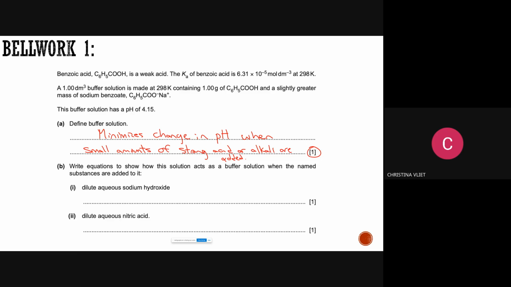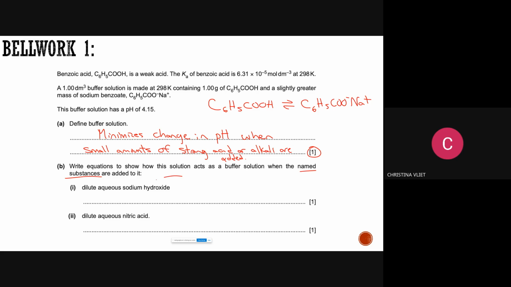Equations is where it starts to get a little murky. Write equations to show how this solution, the C6H5COOH and the C6H5COO minus Na plus, acts as a buffer when named substances are added to it. And the thing is, because it says named substances, you have to write the whole thing in. You can't just put OH minus and H plus. If it says sodium hydroxide, you have to use sodium hydroxide.